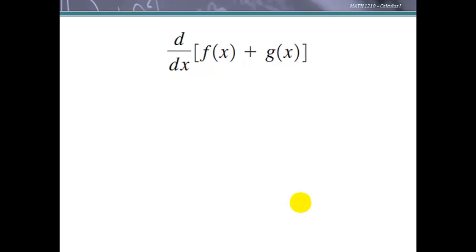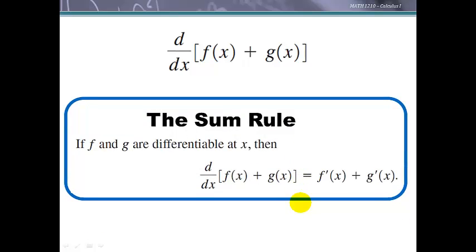Now, if we needed to take the derivative of a sum of two functions, again, because we can go back to the limit definition of the derivative, then limit laws would apply, and we know that if we want the limit of a sum, we can take the sum of the limits. Therefore, the sum rule: if we have f and g that are differentiable functions at x, then the derivative of the sum f plus g equals the derivative of f plus the derivative of g.